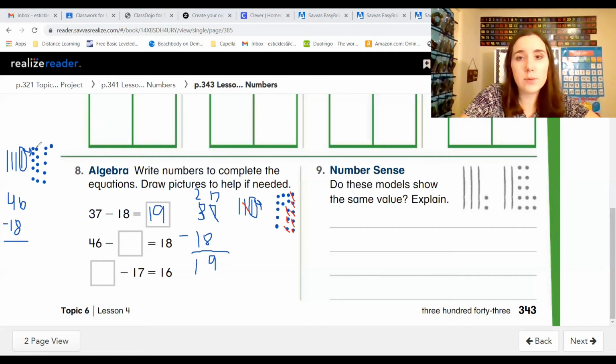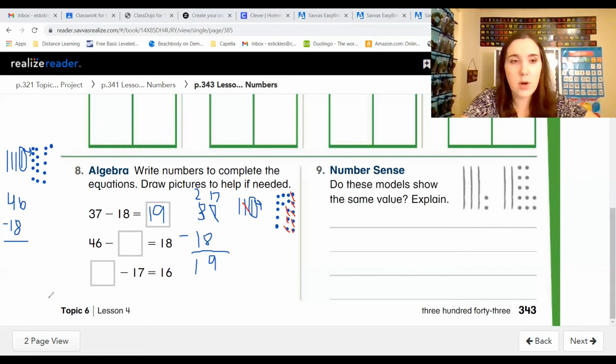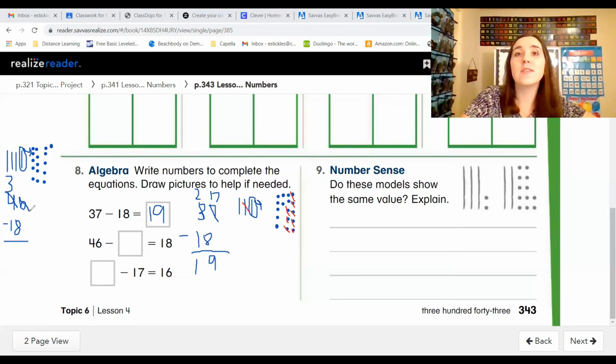So now I've regrouped in my place value blocks, but I need to fix it down here in my subtraction problem. So I don't have 4 tens anymore. Now I just have 3. And I don't have 6 ones anymore. Now I have 16 because I had 6 ones and then I regrouped. So now I have 16. I added 10 more. Now we can do our subtraction.